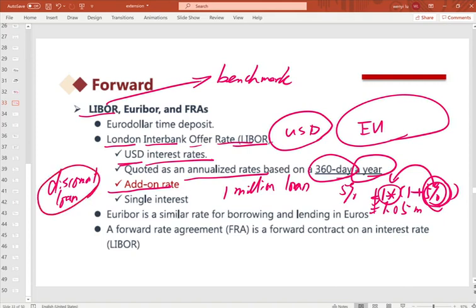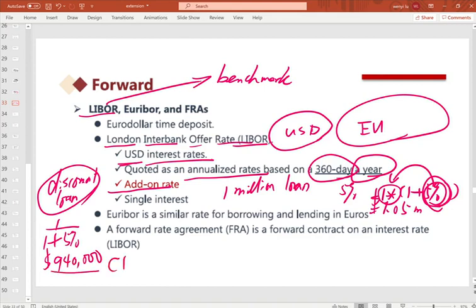That means what? If you try to borrow $1 million, the bank will not actually lend you $1 million. How much they will lend to you is 1 million over 1 plus 5%, for example. So they will give you about $940-some thousand as the principal.